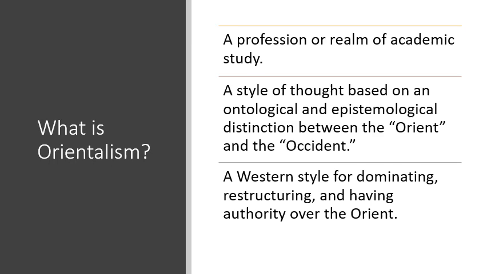The final definition of Orientalism that is important to understand is that it's a Western style for dominating, restructuring, and having authority over the Orient through academic publications. Let's recall the video you just watched, how Said talked about when Napoleon conquered Egypt. The first people he sent in were scientists or ethnographers to document and inscribe all the features of Egypt and the Orient as part of their project of domination and rule.